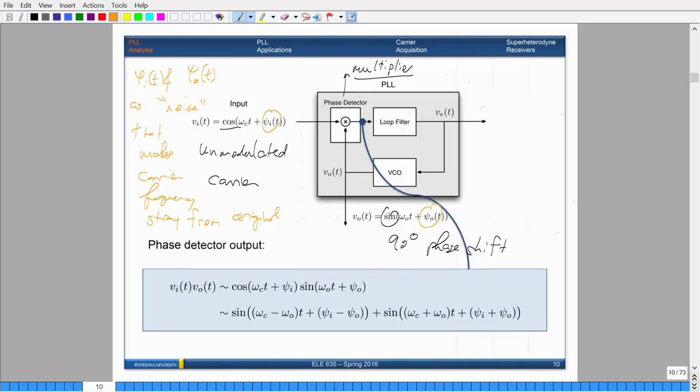Okay, so if I were to multiply these two things together, you have cos and sine, and you can split this up using the product formula. So cos of A and sine of B, if I remember my math correctly, is half of sine of A plus B, and then half of sine of A minus B.